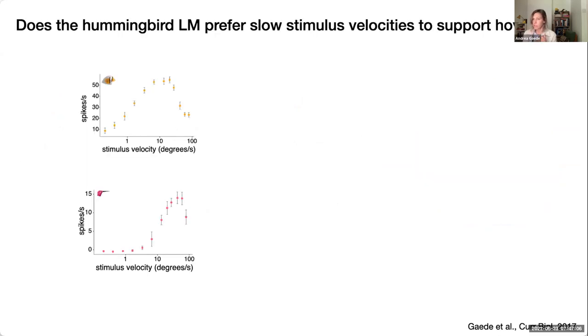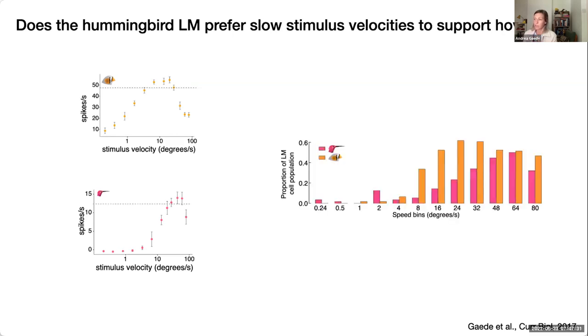So to determine the preferred speed, I moved a dot field in each cell's preferred and anti-preferred direction at different speeds to produce tuning curves like you see here. One way we looked at the velocity data was to plot the speeds at which a cell responds at least 80% of the max firing rate. So this is what those data look like in zebra finch and hummingbirds.